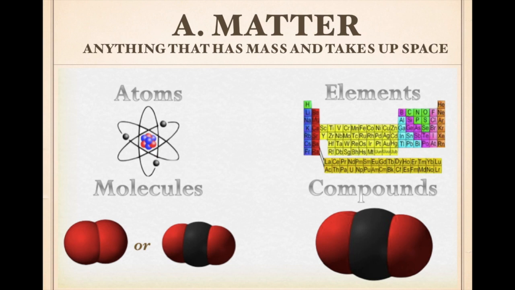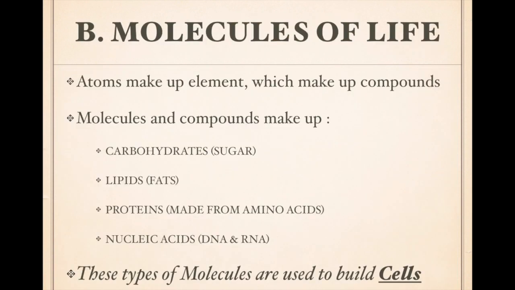So an atom would make up an element. Okay, if we have two or more elements, we're going to have a molecule, which could be different elements or the same, but a compound is generally going to be different elements. Atoms make up elements, which then make up compounds.